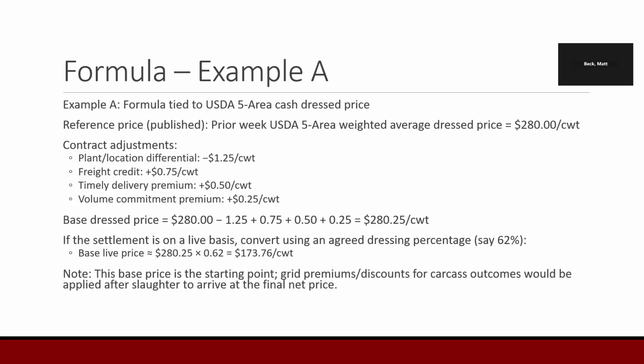So if the settlement is based on a live basis, we can convert that carcass-based price to a live-based price based off of usually an agreed upon dressing percent. So in this example, we use 62%. $280.25 per hundredweight times 0.62 is $173.75 per hundredweight on a live basis. Make sense? So this would be our base price. We could adjust based off of grid premiums and discounts. Any questions so far?